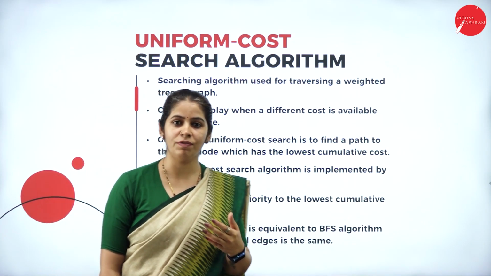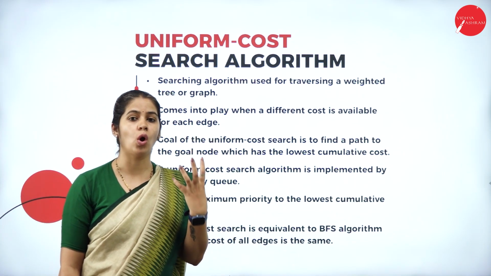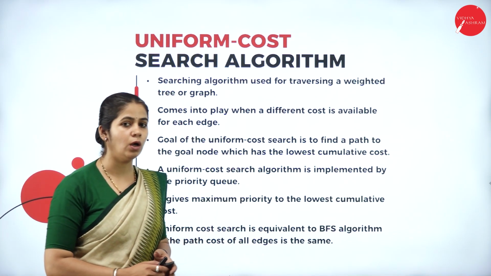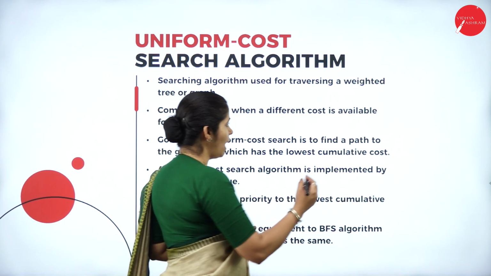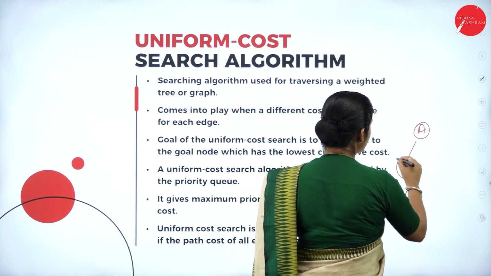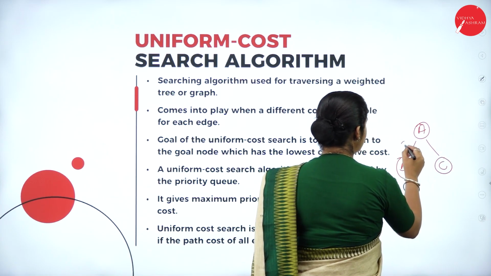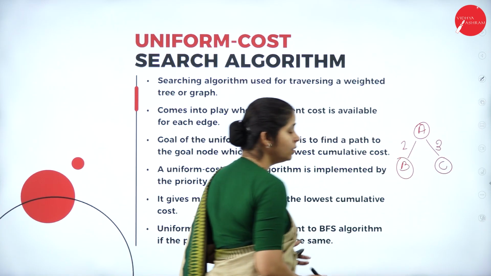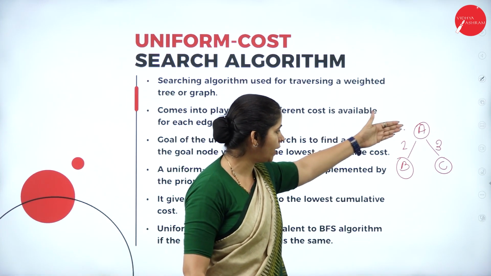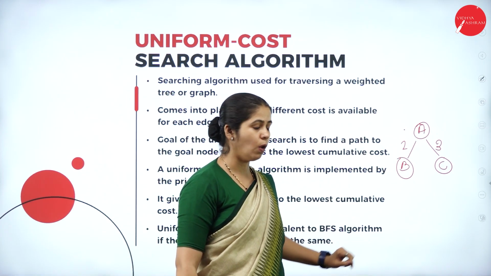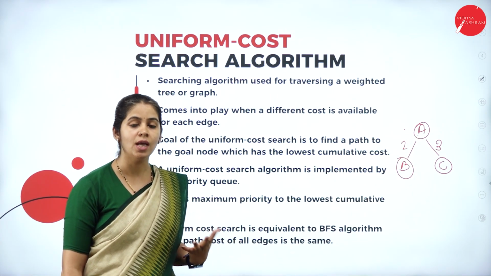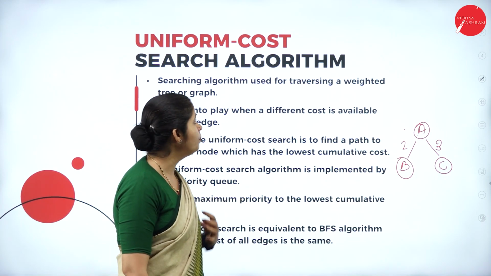As the name itself indicates, we have a cost for the graph or the tree. How much cost it will take to traverse from one node to the other node is called the cost of the graph or the cost of the node. To traverse from node A to B, it takes cost 2. To traverse from node A to C, it takes cost 3. That is called the cost of the node.